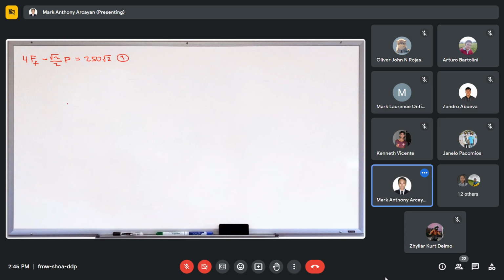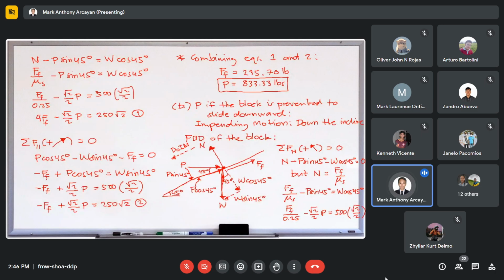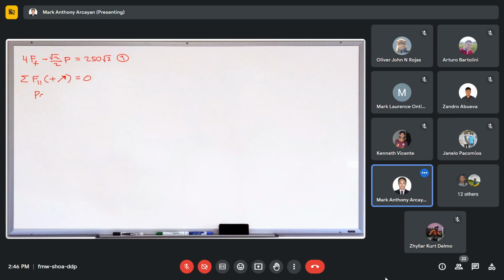Now, to get equation 2, we perform summation of forces parallel to the incline. So positive is up the inclined plane. That is equal to 0. So the forces up the inclined plane, we have the parallel component of our force P, so P cosine 45 degrees. And this time, the frictional force is upward, so plus F sub F, then the parallel component of our weight is downward. So minus W sine 45 degrees is equal to 0.